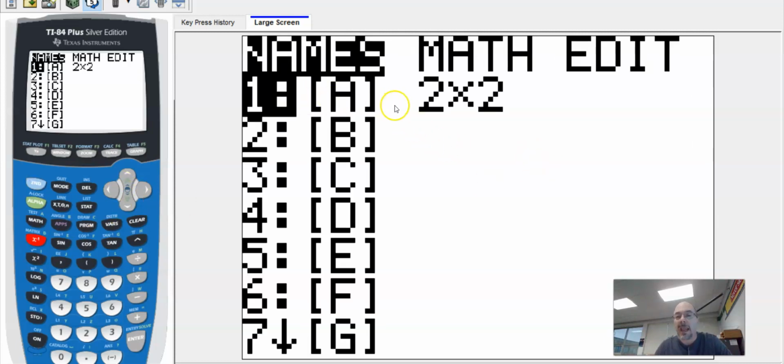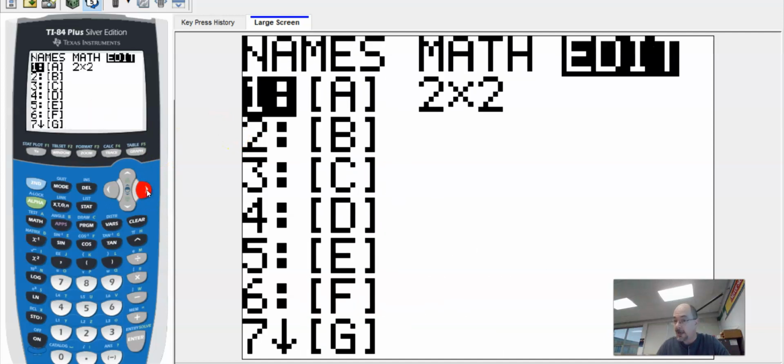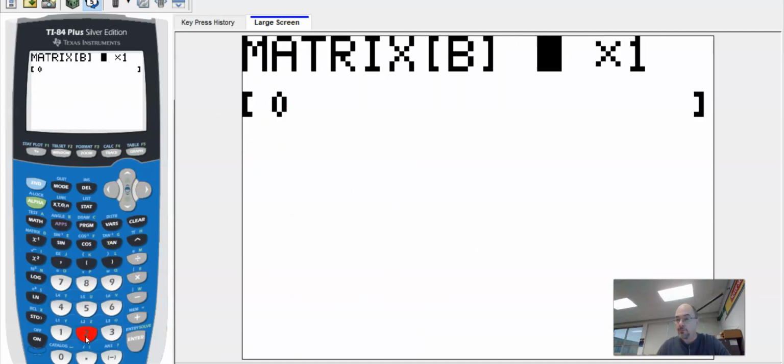Now notice for A, it actually defined it and it tells you we got a 2 by 2 matrix there. All right, go back to edit. Okay, right arrow to edit, pick number 2.